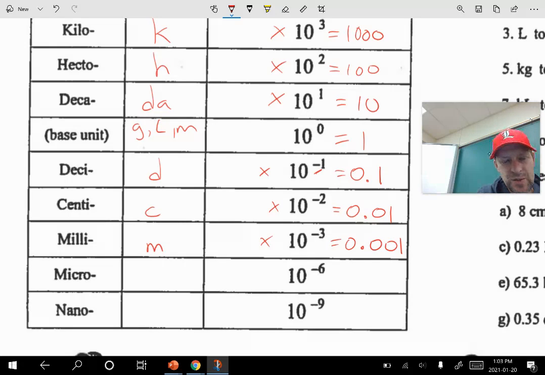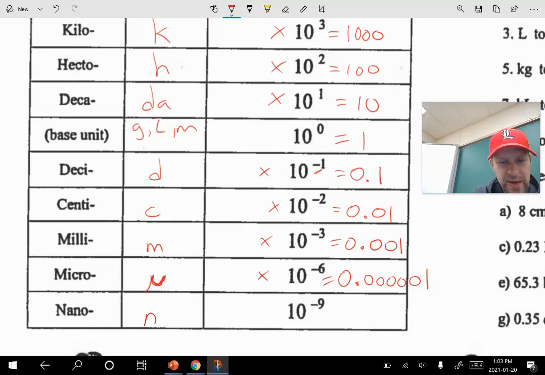Micro, now the symbols do get a little strange. Micro is actually a funny looking U. It's a U with a little tail on the left-hand side. And it's times 10 to the power of negative 6. I've got to go 1, 2, 3, 4, 5, 6. Yeah, that's right. So the decimal is 6 places over from the right side of the 1. The symbol is that funky looking U.